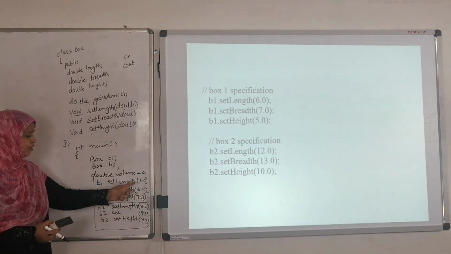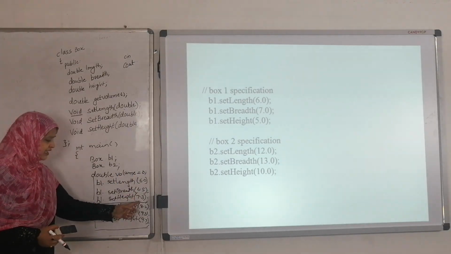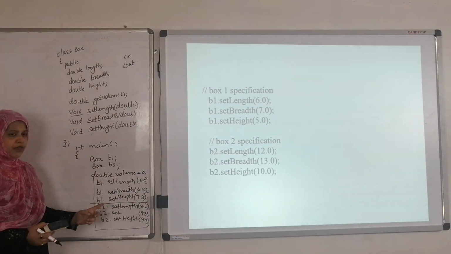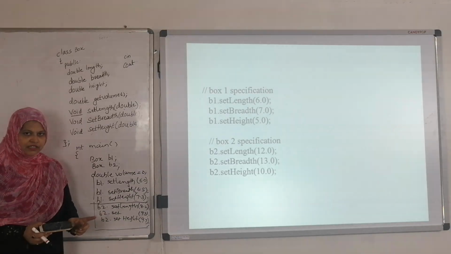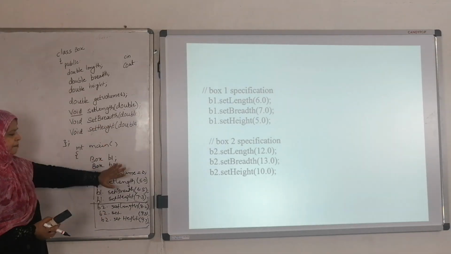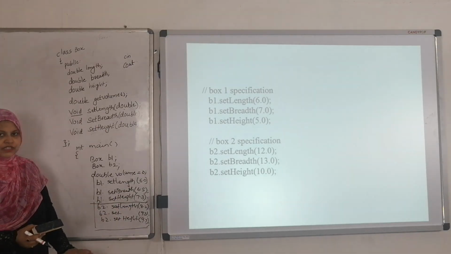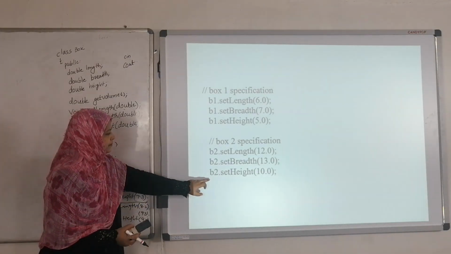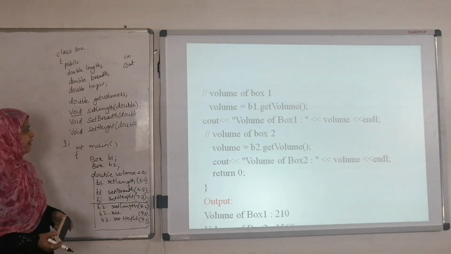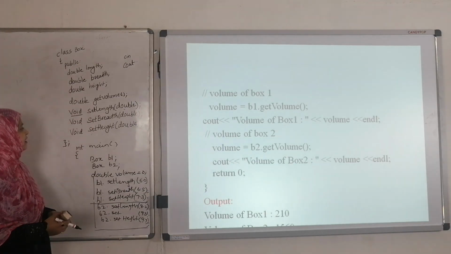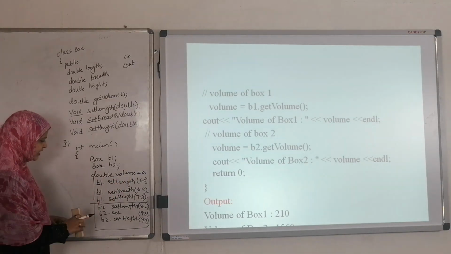Here we are going to find the volume of a box, using the B2 object, and also using the B3 object. Up to here we are passing, that is assigning, the values. Next, now we are going to find the volume of a box. Here we have already defined double volume. Now we are passing the values here.